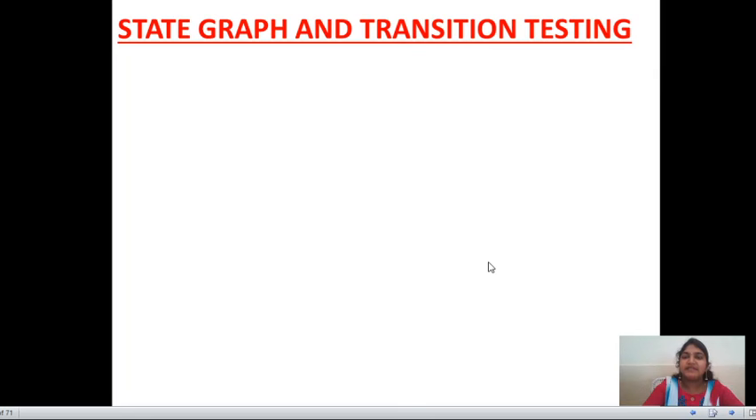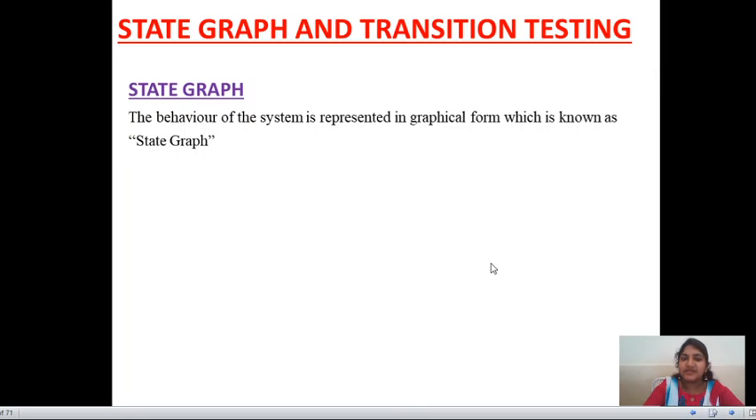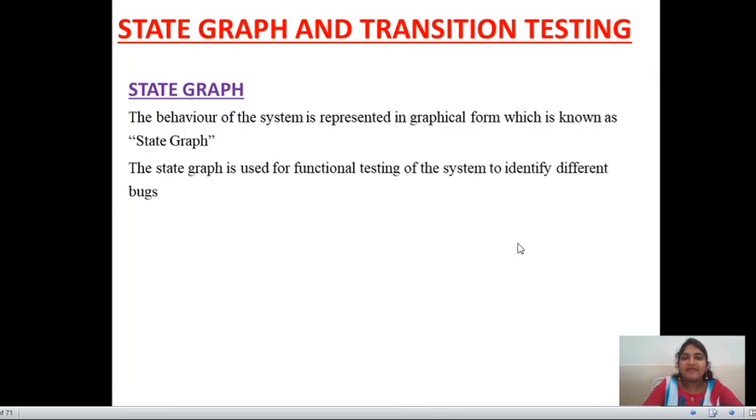All the state testing can be defined based on the state graph. So what is meant by state graph? The behavior of the system represented in graphical form is known as a state graph. Whatever the behavior of a system, represented in a graphical form or any diagrammatical representation, is known as a state graph. The state graph is used for functional testing of the system to identify different bugs, like state bugs and transition bugs.